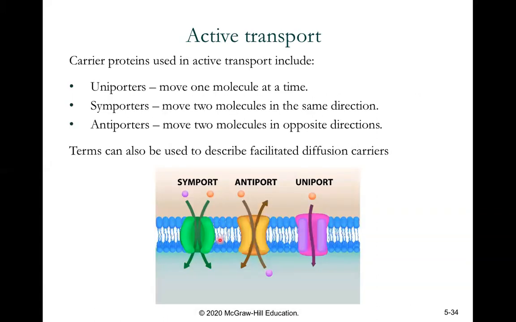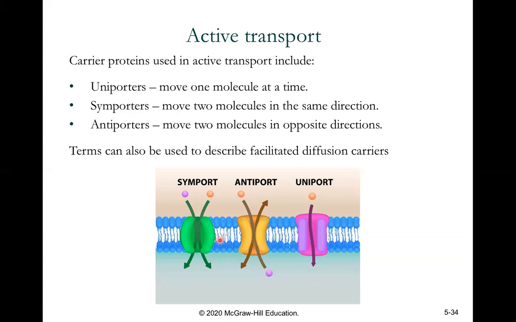With active transport, the carrier proteins used include the uniporters that move one molecule at a time, the symporters that move two molecules in the same direction, antiporters that move two molecules in opposite directions, and we also know that these terms can also be used to describe the facilitated diffusion carriers.